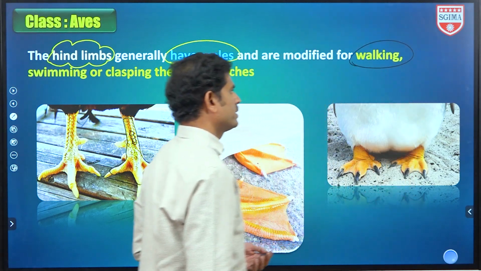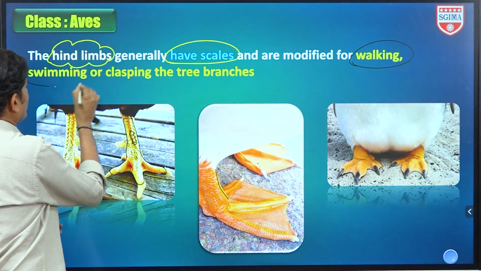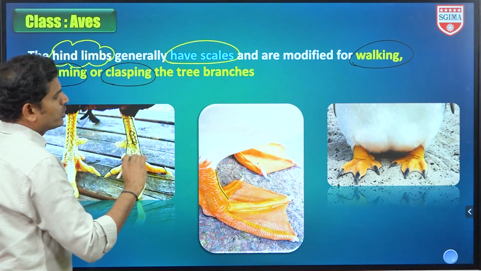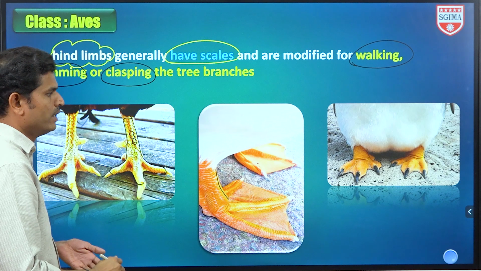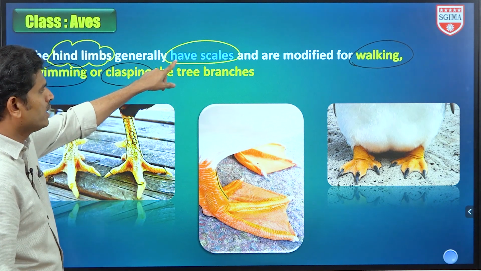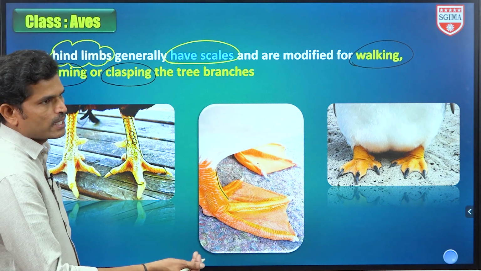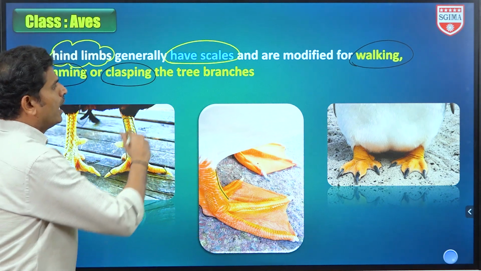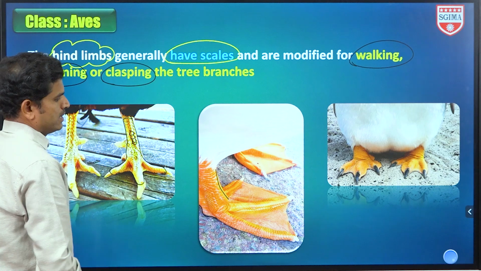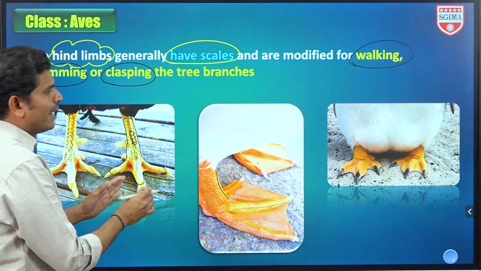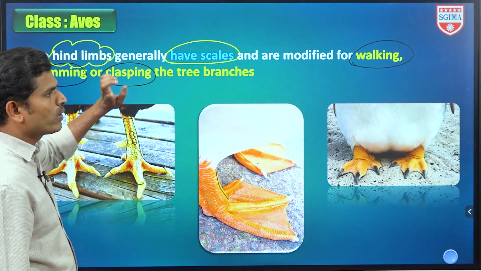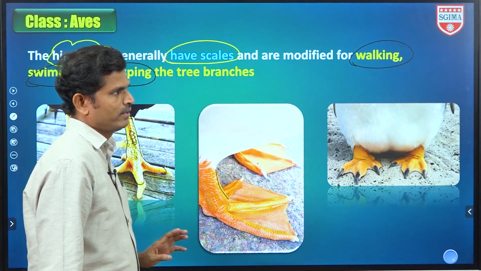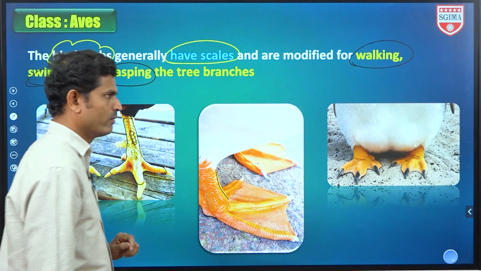They help for walking. The next helps for swimming. The next helps for clasping. What is clasping? We can see that in the next slide. So hind limbs are covered by scales and forelimbs are covered by feathers. That is, wings are covered by feathers and legs are covered by scales. These are part of the exoskeleton. So forelimbs, the wings, help in flying or swimming, as in the penguin.